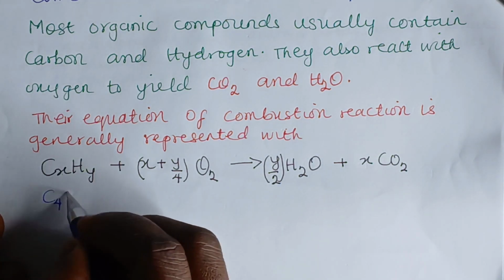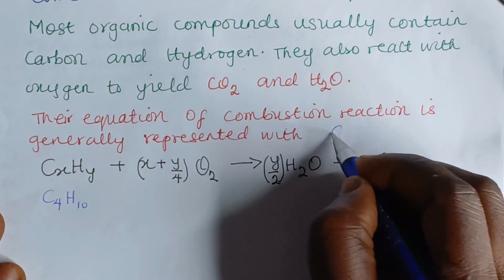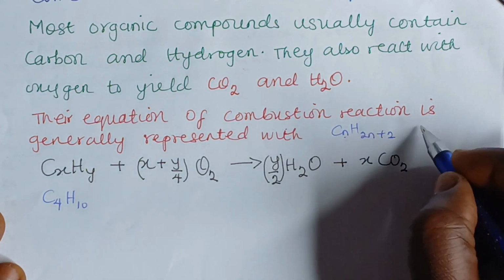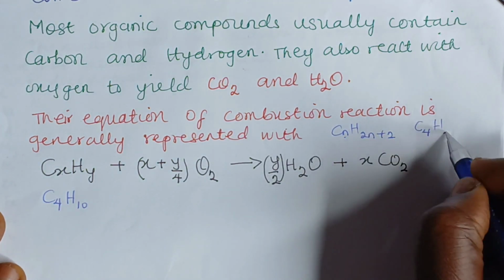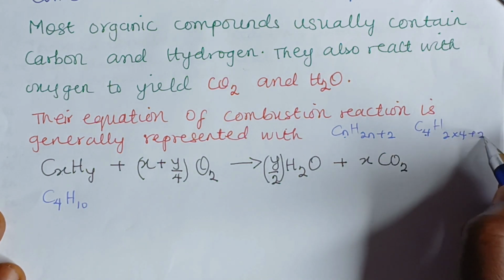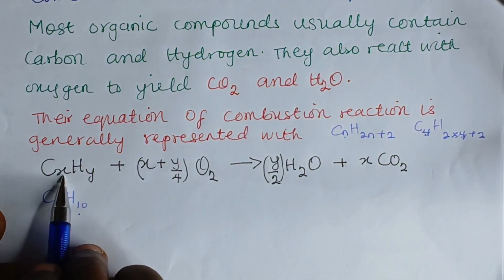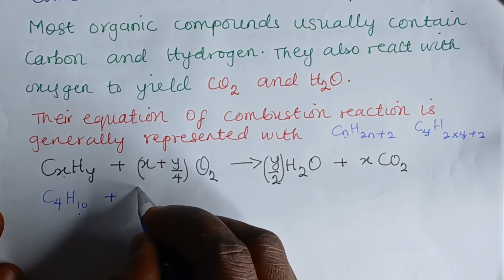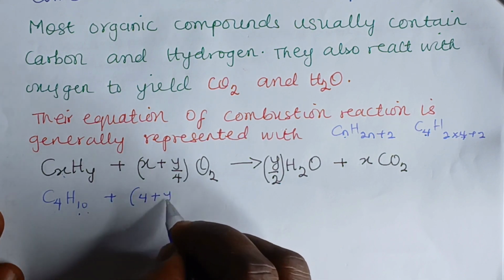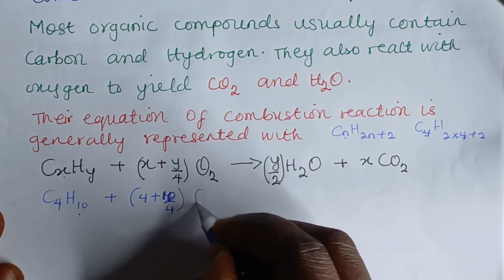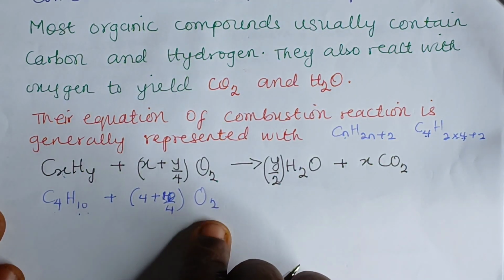Butane is C4H10, from the general molecular formula CnH2n+2. 4 is the n for 'but'. 2 multiplied by 4 is 8, plus 2, that's 10. So x and y are 4 and 10 respectively. Anywhere I see x, I put 4. Anywhere I see y, I put 10. That is 10 over 4, and this represents the coefficient of oxygen.